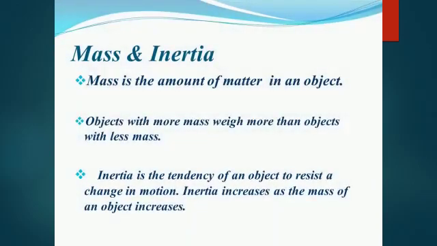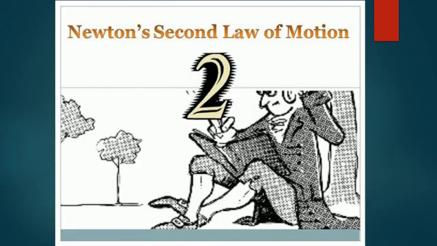So we all know that mass is nothing but the amount of matter which is present in an object. If the object is going to have more mass, what will happen is your inertia will be more. So the inertia increases as the object's mass increases, and the inertia decreases if the object's mass decreases.